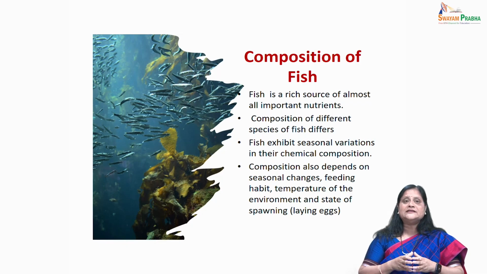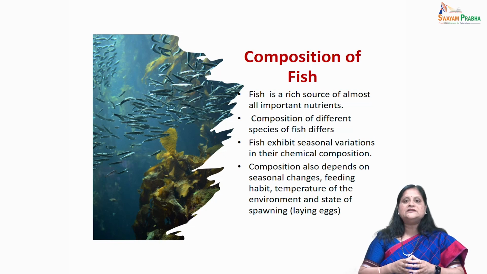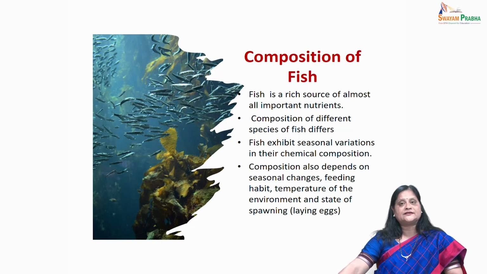Learners, now let us understand composition of fish. Fish is the richest source of almost all important nutrients. Composition of different species of fish differs. Fish exhibits seasonal variation in their chemical composition. Composition also depends on seasonal changes, feeding habit, temperature of the environment, and state of laying eggs.